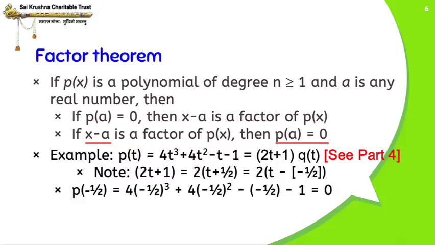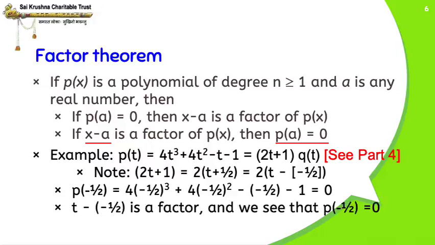So, let us compute p of minus half. p of minus half is 0. This proves that 2t plus 1 is a factor of p of t according to our theorem, because p of a is 0. We know that 2t plus 1 is a factor. So, according to this theorem, p of minus half is 0. We just verified it above. So, basically what this theorem says is that if p of a is 0, then x minus a is a factor. If x minus a is a factor, then p of a is 0.